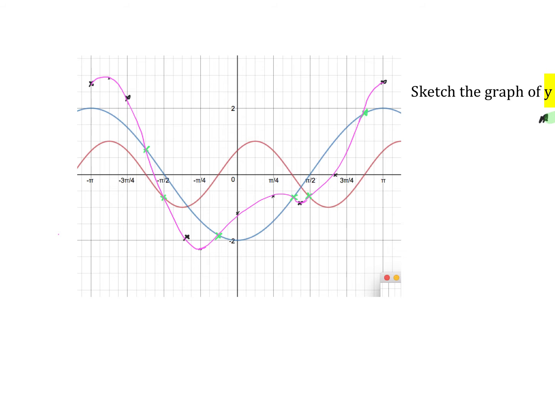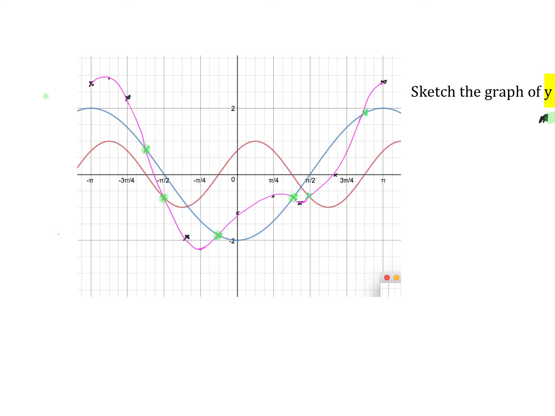Probably too many green dots there. So I'm going to go through the red function there. We can see halfway between negative pi on 4 and 0, so at about negative pi on 8, the red function is 0. So I have to go through the blue function at that point. If we scoot along to, again, probably 3 pi on 4, the red function is 0. So I've got to go through the blue function at that point because it's the y values added.